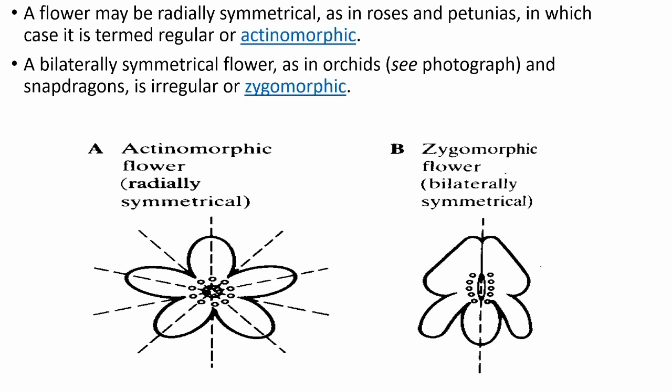But bilateral symmetry is such that when the flower is being divided, it can only be divided along one vertical plane to give a mirror image. When it's divided along more than one, it would not give mirror images of itself, so we refer to it as bilateral symmetry.